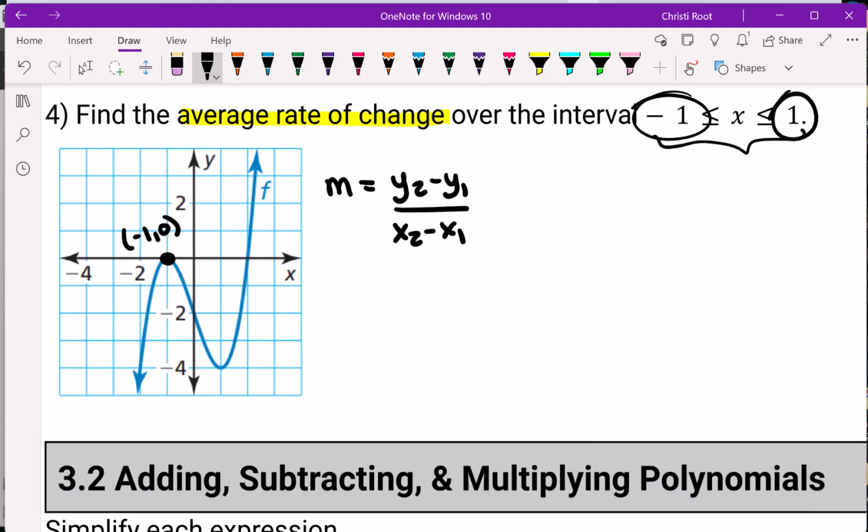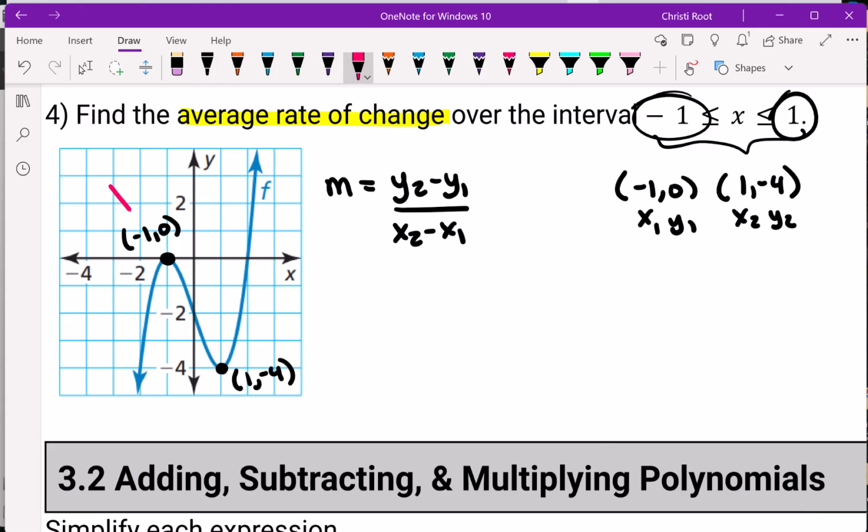And +1, positive, and oh, it's way down here. So that is 1, -4. So you notice how I found both the x and the y coordinates? You have to do that. So I'm going to write -1, 0 and 1, -4. And I'm going to label that x1, y1, x2, y2. And the whole purpose of that is to figure out the slope of this line right here. Obviously, it's going to be negative.